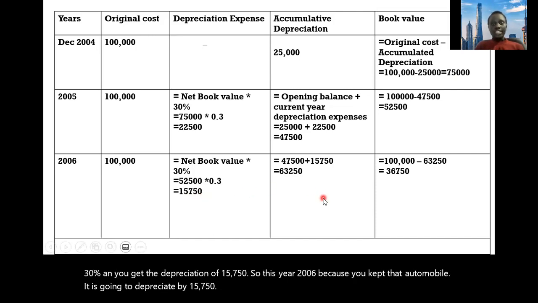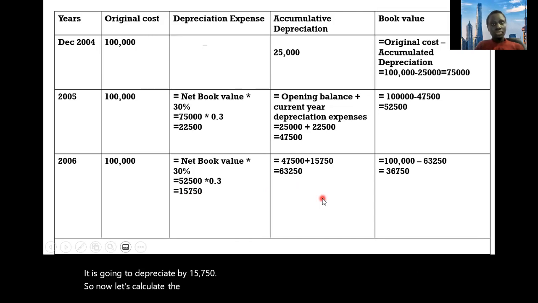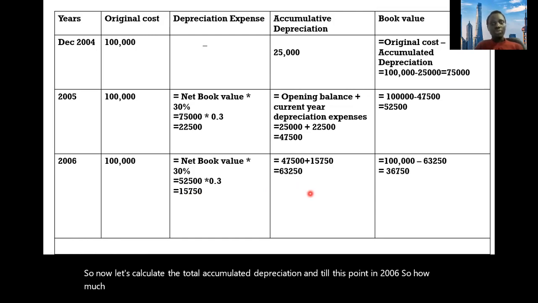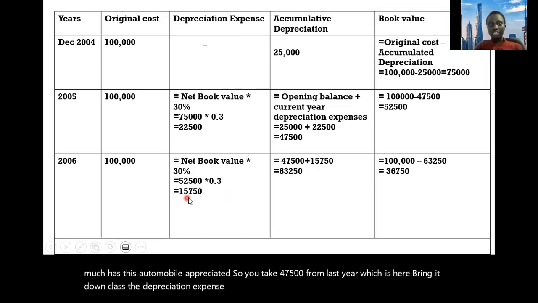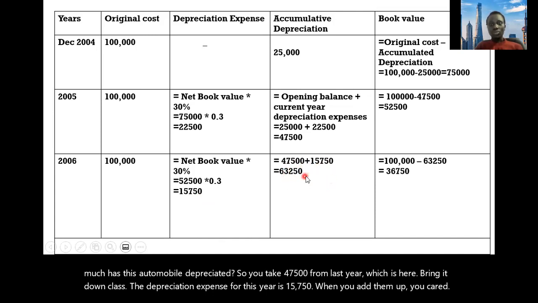So now let's calculate the total accumulated depreciation until this point in 2006. How much has this automobile depreciated? You take 47,500 from last year, bring it down, plus the depreciation expense for this year, which is 15,750. When you add them up, you get 63,250.